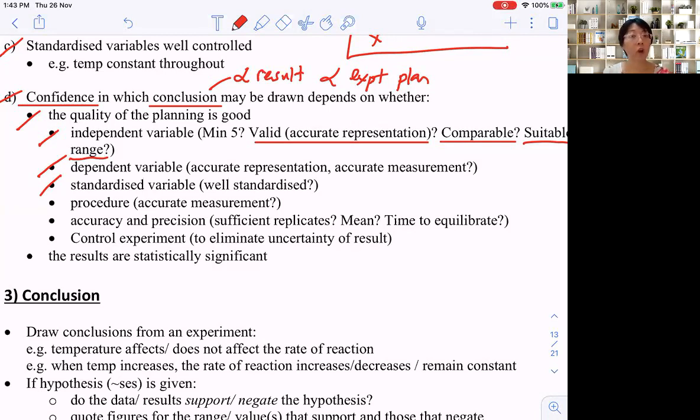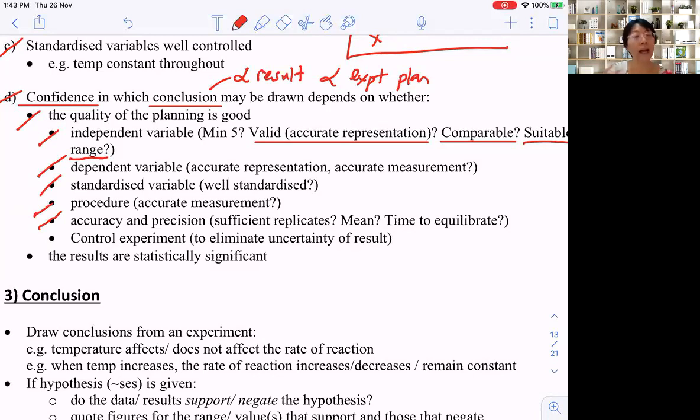Were all standardized variables considered or not, well controlled or not, okay? Was the procedure followed accurately: step 1, add this volume to that volume, step 2, heat it up for 5 minutes, step 3, cool it down, step 4, neutralize. So was the procedure followed correctly and in sequence, okay? Accuracy and precision: do you have sufficient replicates, at least 3 readings? Do you calculate the mean or not? Do you allow time to equilibrate or not?